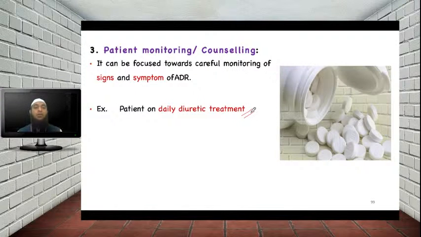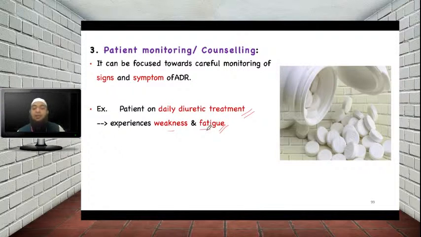If the patient is on the daily diuretic treatment, if he comes to you and you are his family pharmacist, he may sometime call you and say that I am on the treatment of this medicine and I am suffering from so and so symptom, like in case of daily diuretic treatment, if he experiences weakness and fatigue, so this is very common. And why does it happen? Because along with the increase in urinary output, there is also loss of electrolytes. And due to this loss of electrolytes, the patient experiences weakness and fatigue.